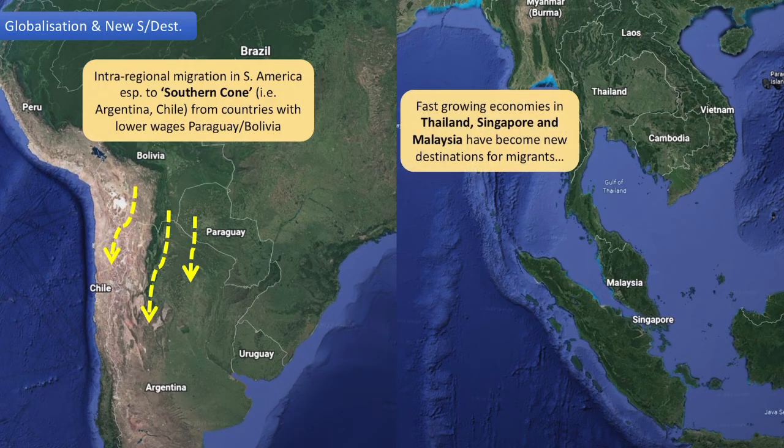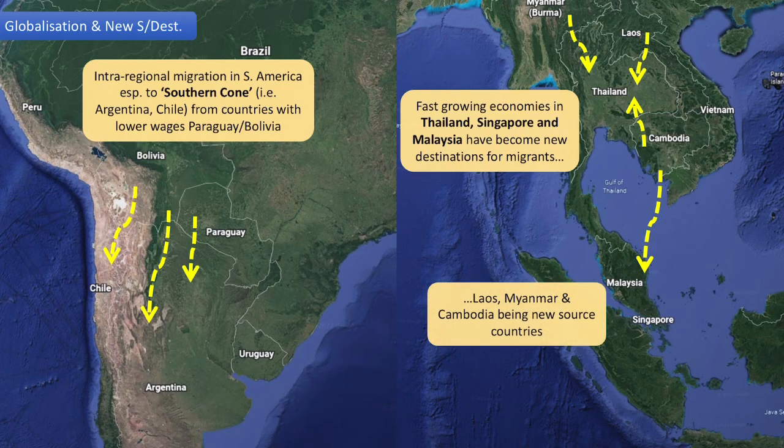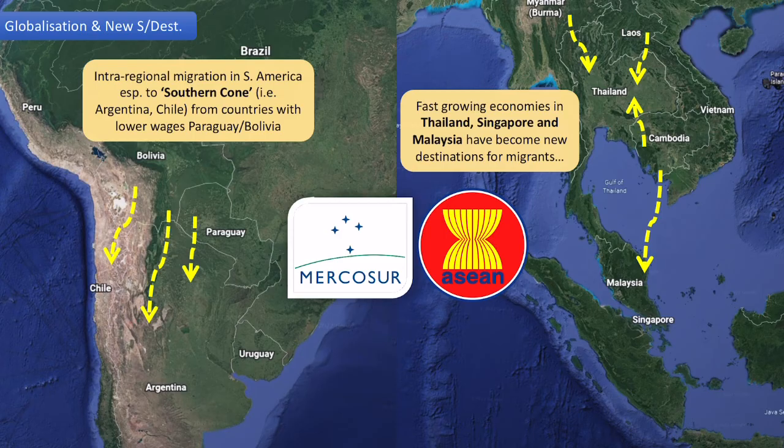Similarly, growing economies in Thailand, Singapore and Malaysia become new destinations for migrants, while the source countries are again nearby: Laos, Myanmar and Cambodia. The obvious reason for most of the people moving here is that the economies are growing, and therefore there are lots of opportunities and higher wages.